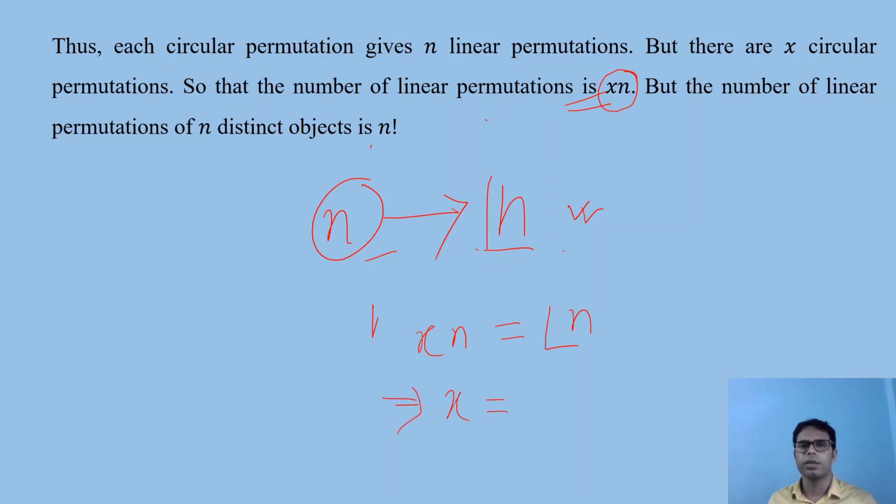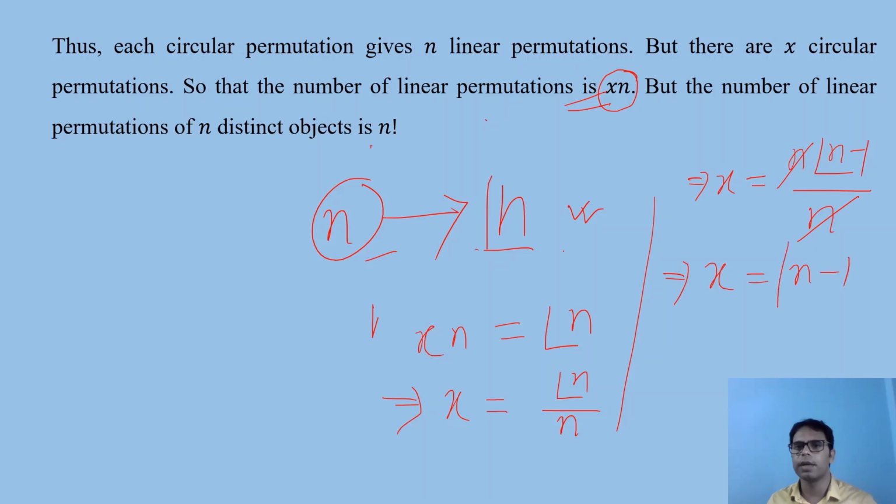What is x? It is factorial n divided by n. But from factorial n, if you take n outside the factorial, it is simply n minus 1 factorial, divided by n in the denominator. These two n's cancel. So you have only x equal to n minus 1 factorial. So from n different objects, x, the number of circular permutations I have taken already, is equal to factorial n minus 1. So from n different objects we will have n minus 1 factorial circular permutations. So that is the proof of the theorem.